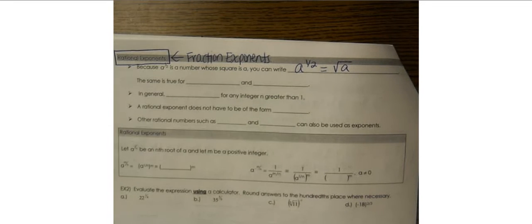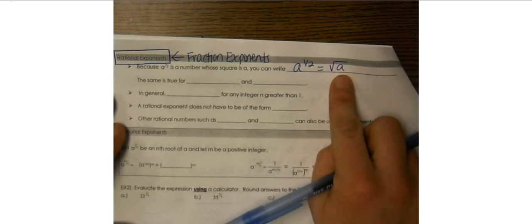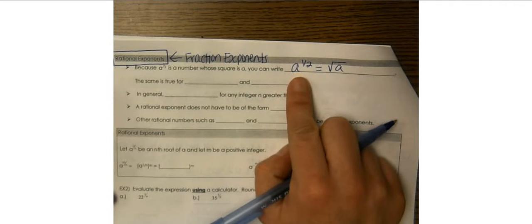You will probably see a fraction in your exponent position. Because a to the 1/2 power is a number whose square is the number a, you can write a to the 1/2 power is equal to the square root of a. So the square root of a is really a to the 1/2 power. The same thing is true for a to the 1/3 power. A to the 1/3 power means the cube root of a. A to the 1/4 power equals the 4th root of a. So all of these roots can be rewritten with fraction exponents and vice versa.